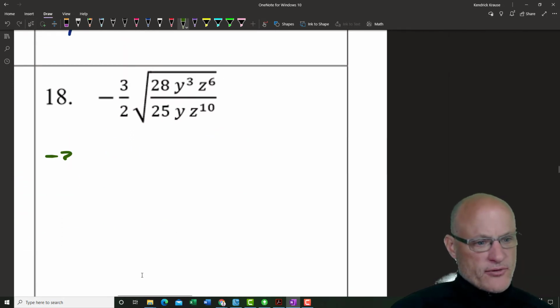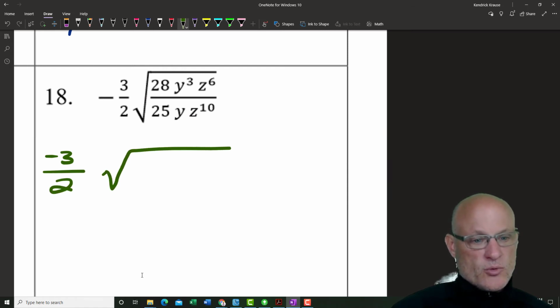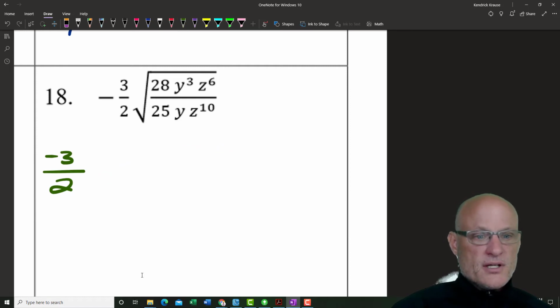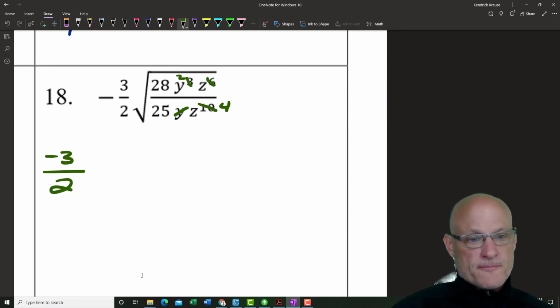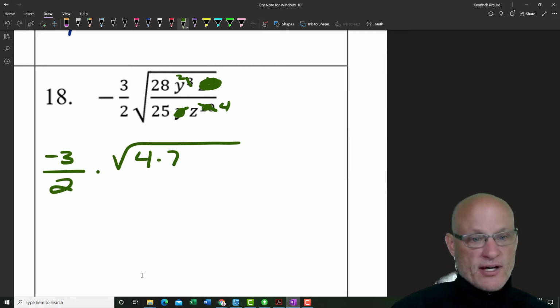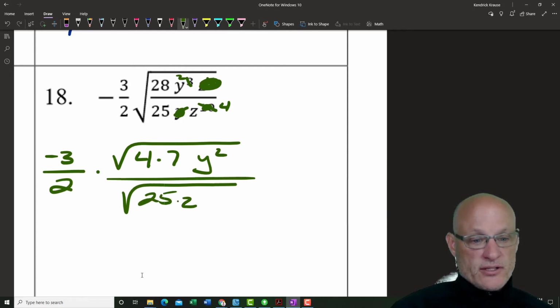So what do we got here? Negative 3 over 2 square roots of, ooh, what am I doing? Let's see if we can simplify this. I can't do anything with 25 and 28, but one of these goes with one of these. That leaves me 2. 6 of these go with 6 of those. That leaves me 4. So I end up with, all right, let's try to write this out. These are gone. So in the numerator, we're going to do 4 times 7, and then y squared. And in the denominator, we're going to do the square root of 25z to the 4th.